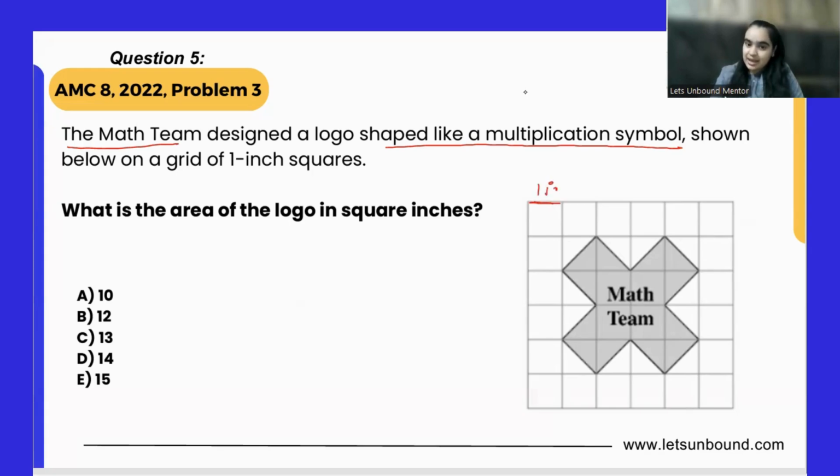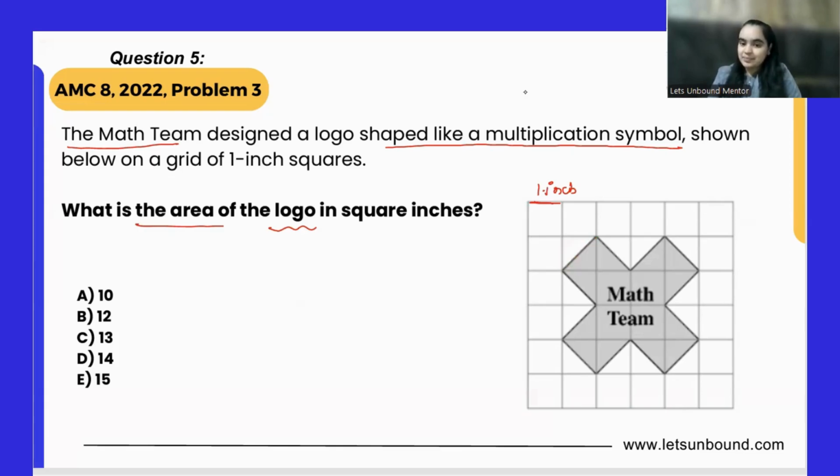Now this grid is having 1 inch squares. That means the side length of the squares is 1 inch. So what is going to be the area of the logo in square inches? Pretty simple, pretty easy, if you focus. We can see this one complete whole square is made up of 2 triangles, right?